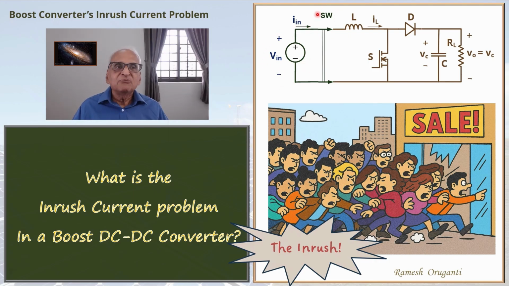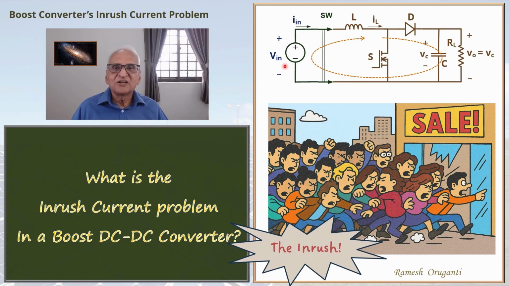Notice that even with the switch S turned off, the inductance L, the diode D, and on the output side, the capacitor C and the load RL are all connected in a loop to the source Vin. So this is the cause of the inrush current, because when you connect the converter, there is a path for a current from the source to the output side via the inductor and the diode.